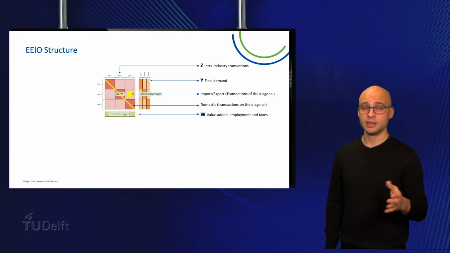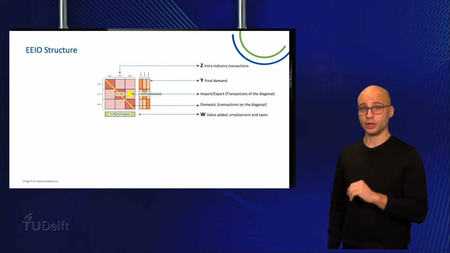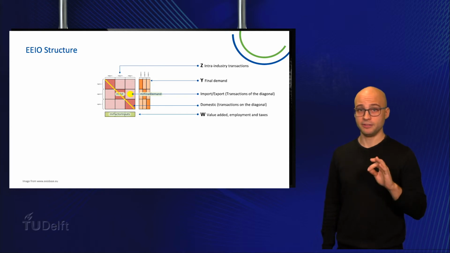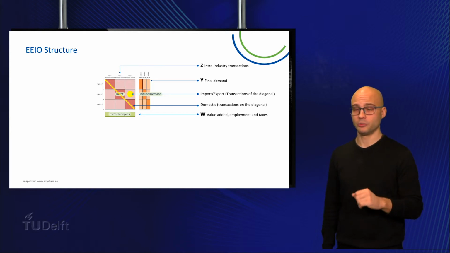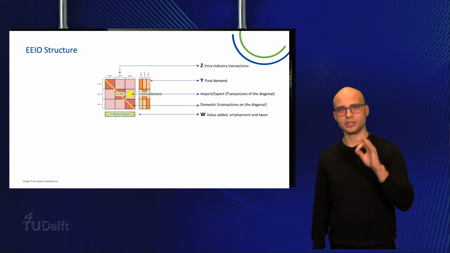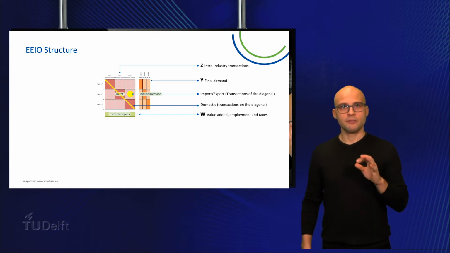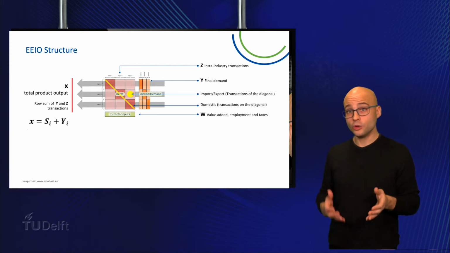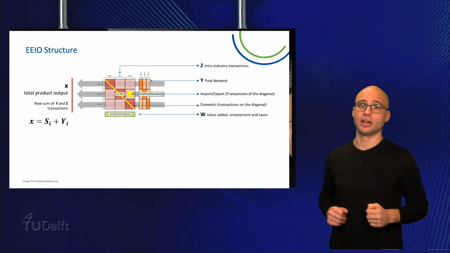We have Z, that is used for intermediate, also known as intra-industry transaction matrix. And we have W, which is the factor input matrix. Each of these elements corresponds to a matrix in the input-output database. From these three matrices, we can calculate multiple other objects that are useful to analyze the input-output database.